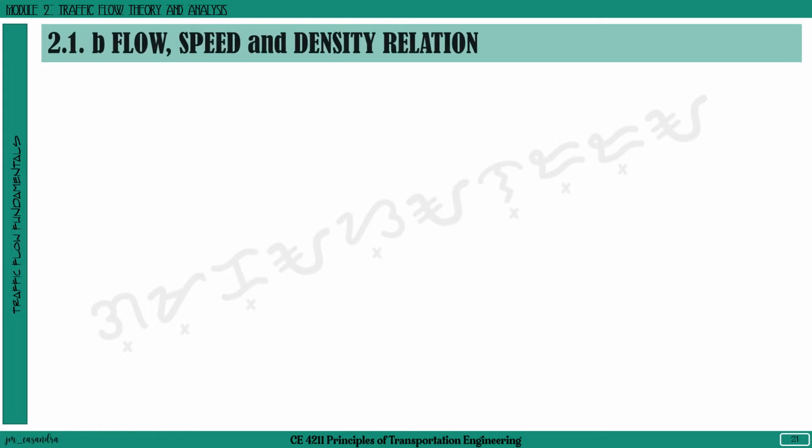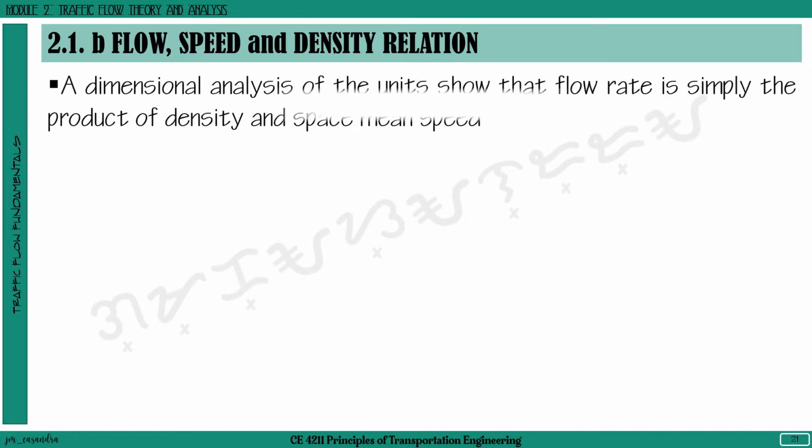As we have discussed in the first part of Module 1, we have three major variables that would define the traffic flow of a road section, and that is our flow rate, speed, and density. And for the three major variables, each of them will have relationships with each other.